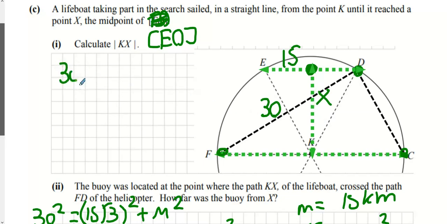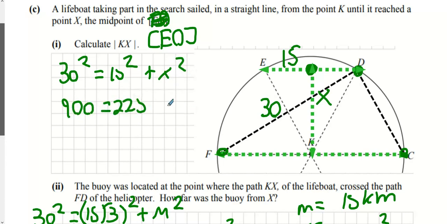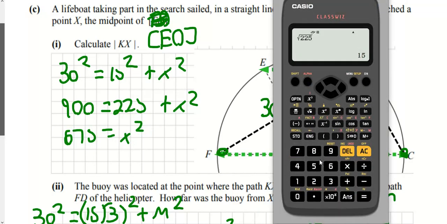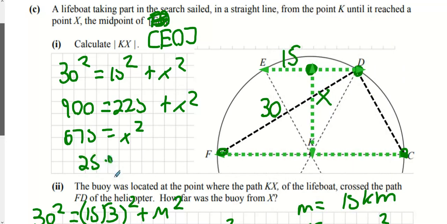So 30 squared equals 15 squared plus x squared. 900 equals 225 plus x squared. 675 equals x squared. Square root of 675 is 15 root 3, otherwise known as 25.98. Sorry about that.